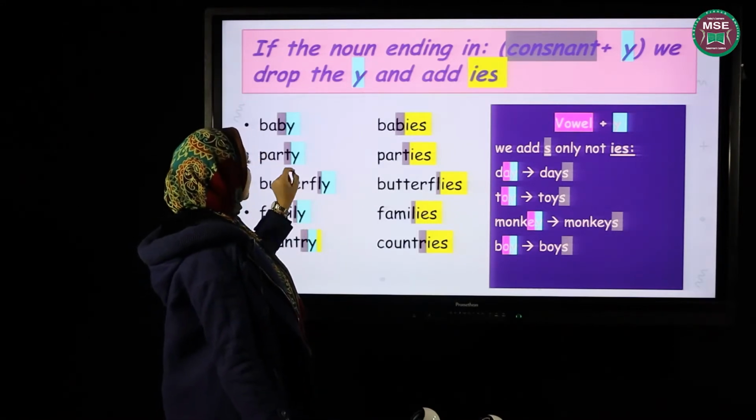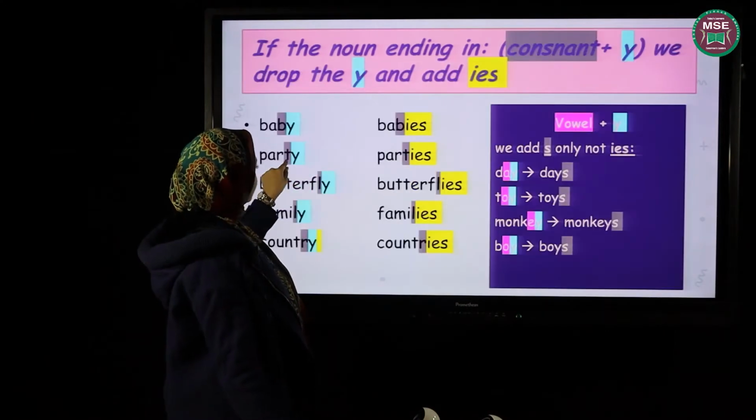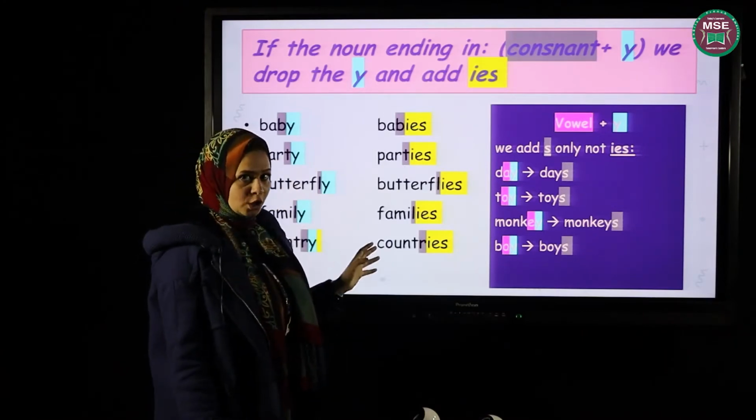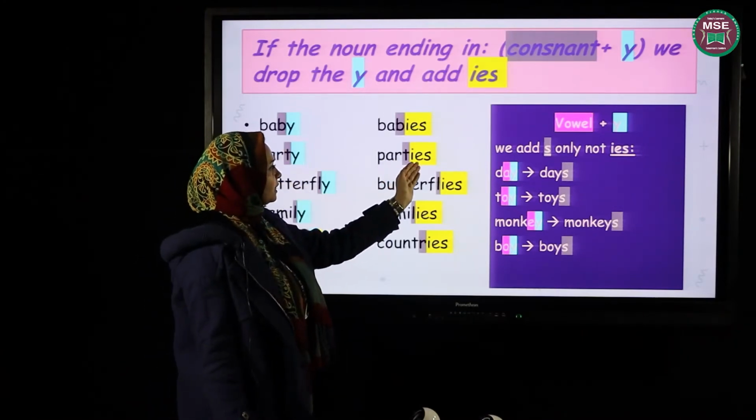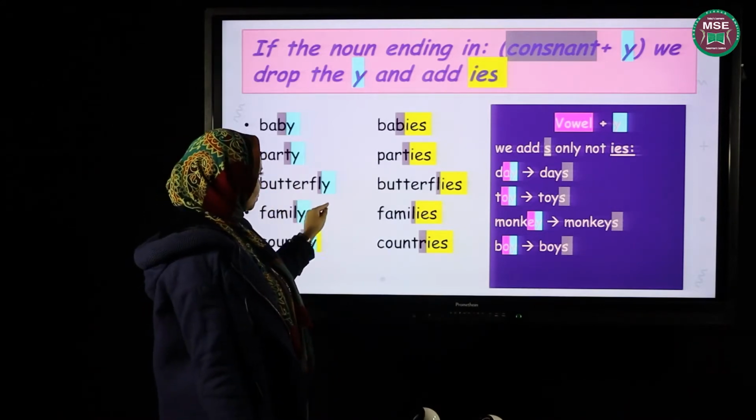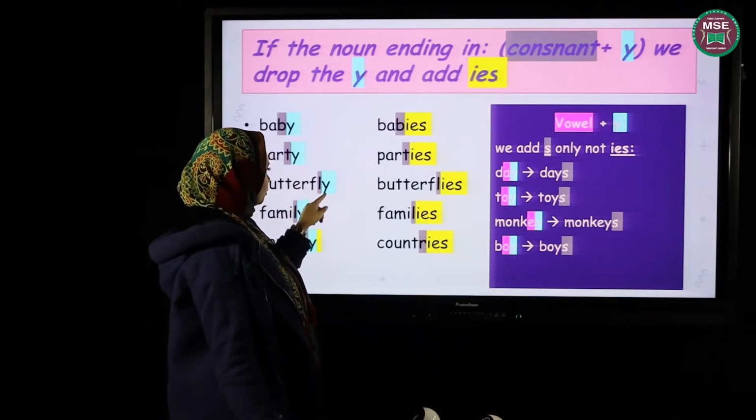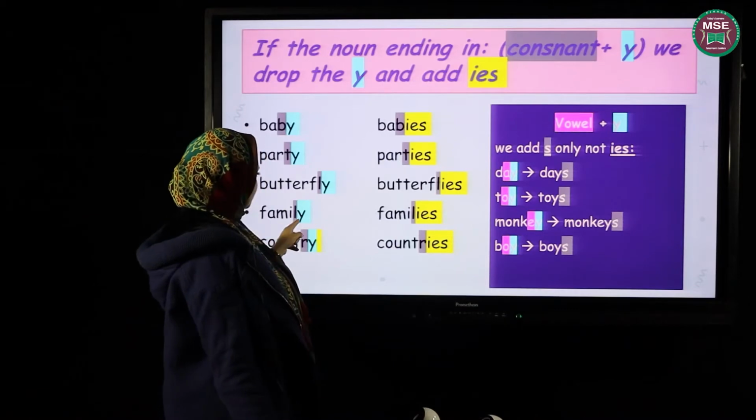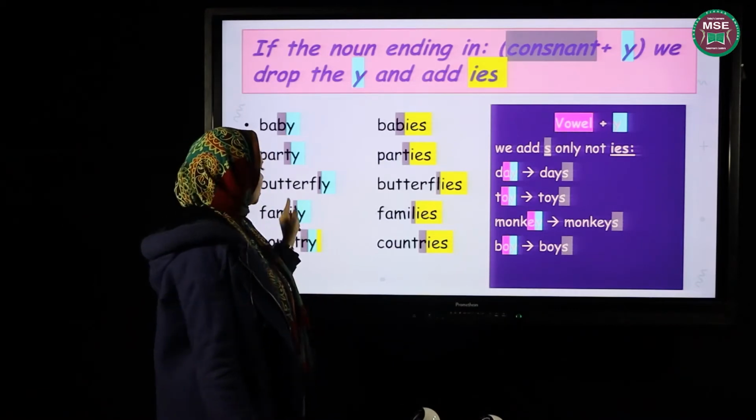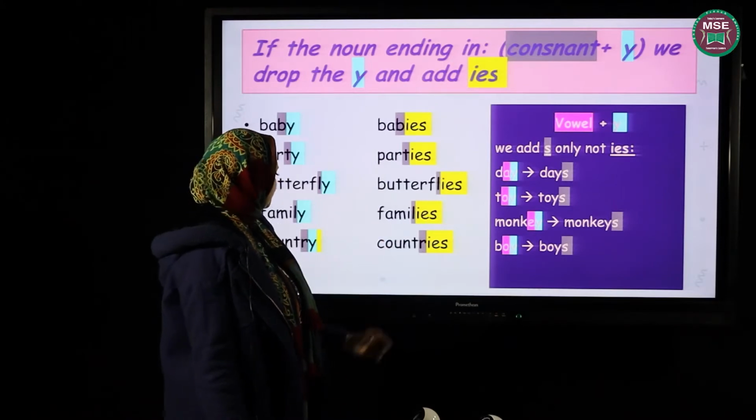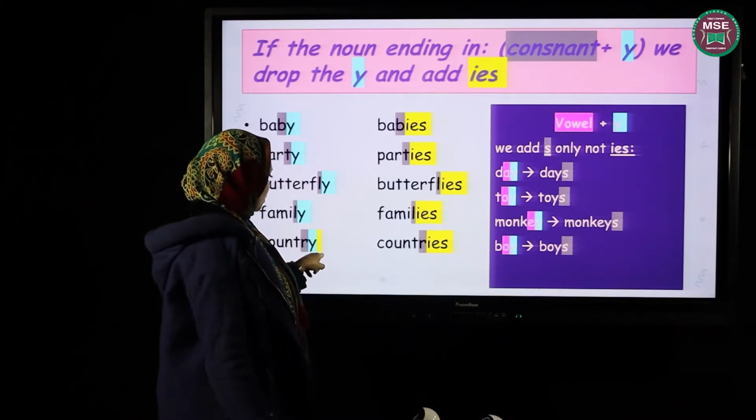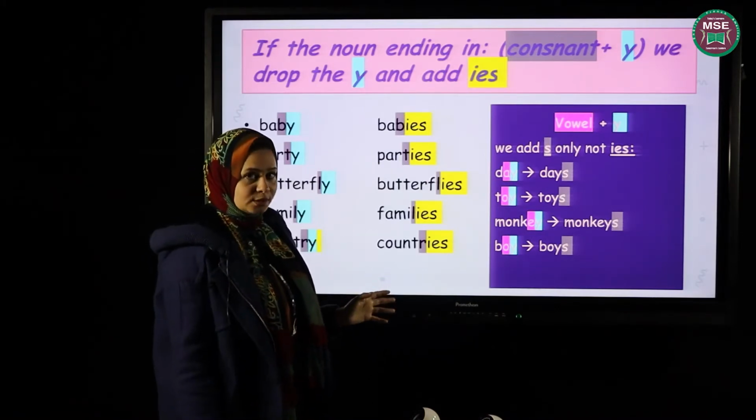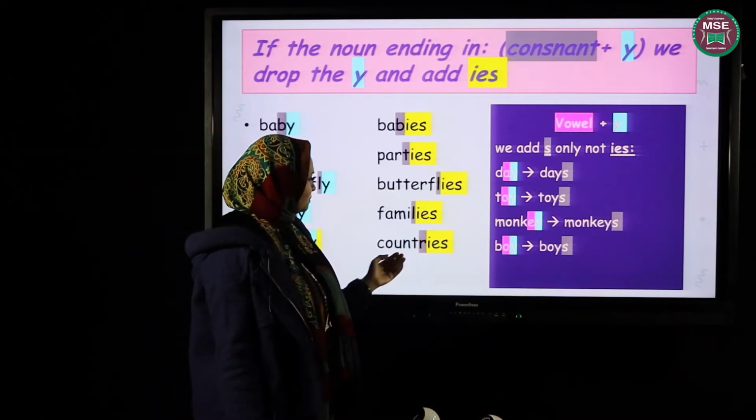Party. Party ends with Y, and before the Y is T. Is T a consonant or a vowel? You're gonna check. T is a consonant, so we're gonna cross out the Y and put IES. Butterfly ends with Y, and before the Y, L, so we're gonna cross out the Y and put IES. Family ends with Y, and before the Y, L, we're gonna cross it out and put IES to be families. Country ends with Y. We must check the letter before the Y. So it's R, and R is a consonant, so you're gonna cross it out and put IES to be countries.